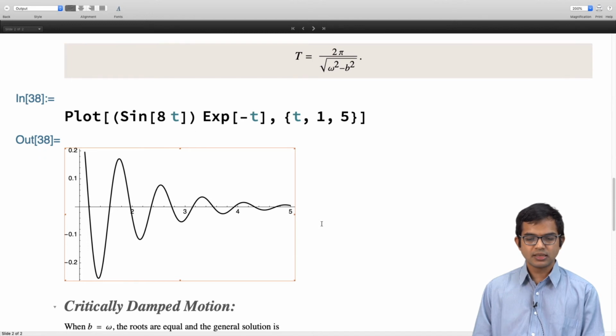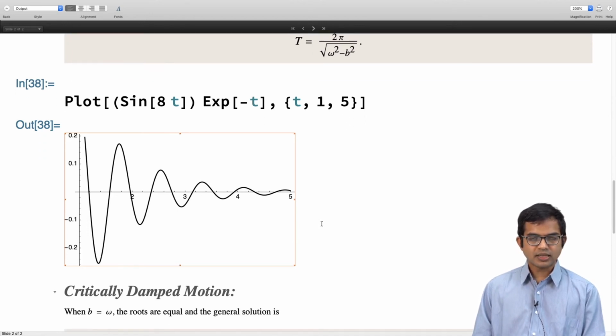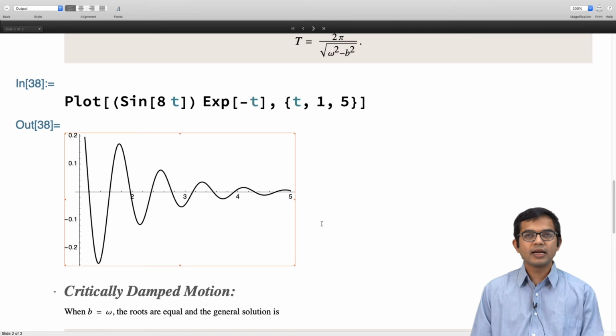So then there is this second case, which is called critically damped motion.